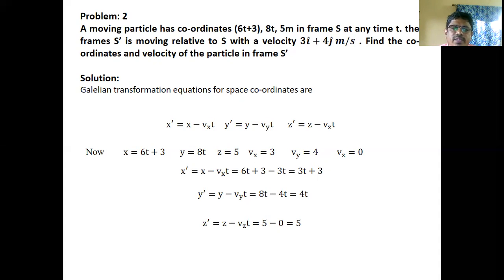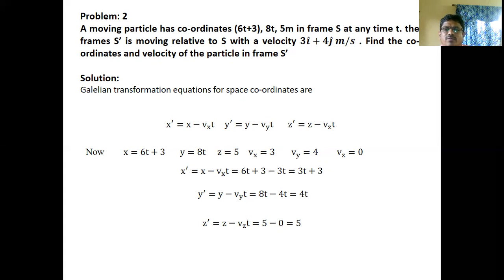Solution: the Galilean transformation equations for space coordinates are x dash is equal to x minus vxt, y dash is equal to y minus vyt, and z dash is equal to z minus vzt. Now the x coordinate in the frame of reference is x is equal to 6t plus 3, y coordinate is equal to 8t, and z coordinate is equal to 5. Similarly, frame S dash is moving relative to S with velocities Vx is equal to 3, Vy is equal to 4 and Vz is equal to 0.